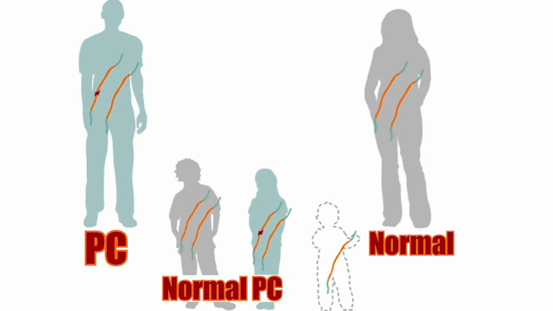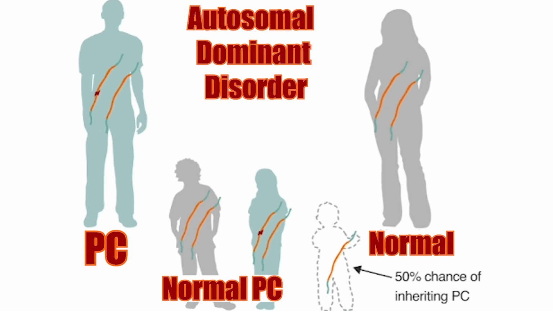The chance of inheriting PC is the same for each child. This type of inheritance is called autosomal dominant. Autosomal because the gene is located on a chromosome that does not determine gender, making either sex equally likely to inherit the disease. Dominant because a single copy of the gene causes disease.